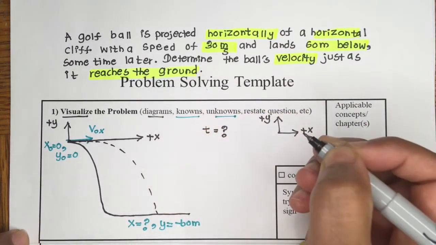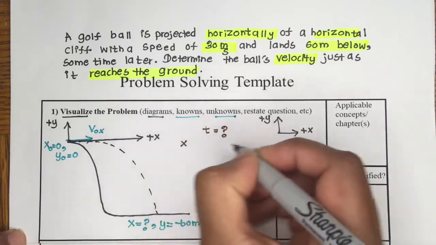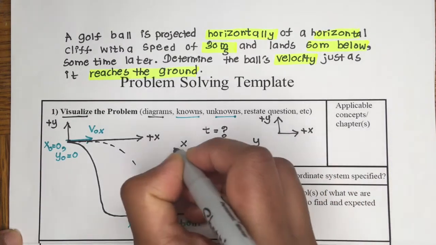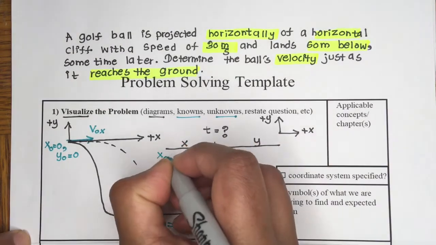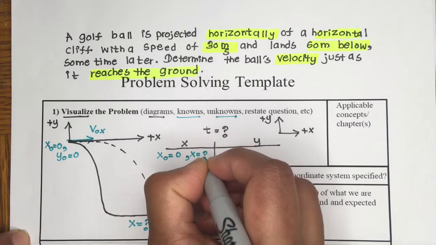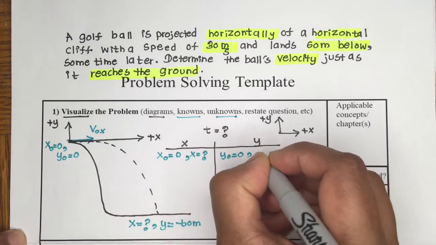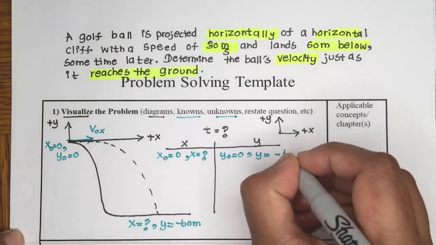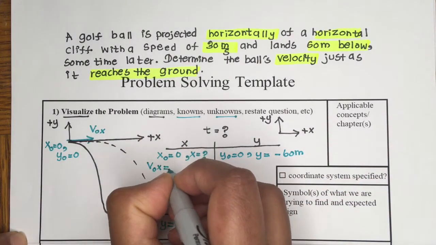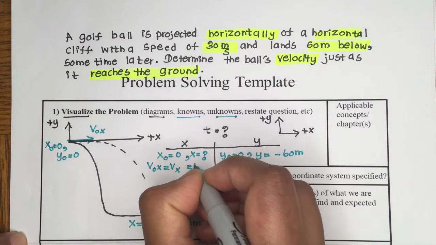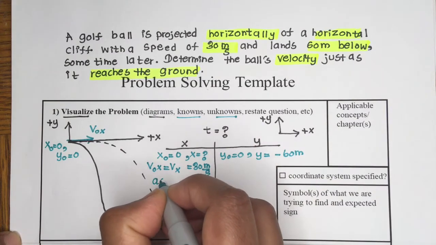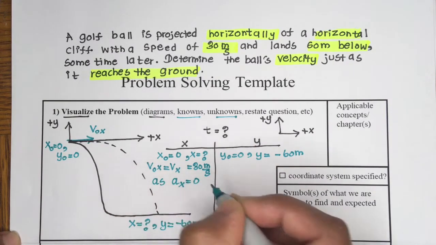Time is the only scalar quantity and it's common for both directions. And let's see the unknowns in x and y directions. So initial x position is 0, final x position is an unknown. Initial y position is 0, final y position is negative 60 meters based on our coordinate system. And initial x velocity is equal to final x velocity. It's 30 meters per second as acceleration is 0 in x direction.